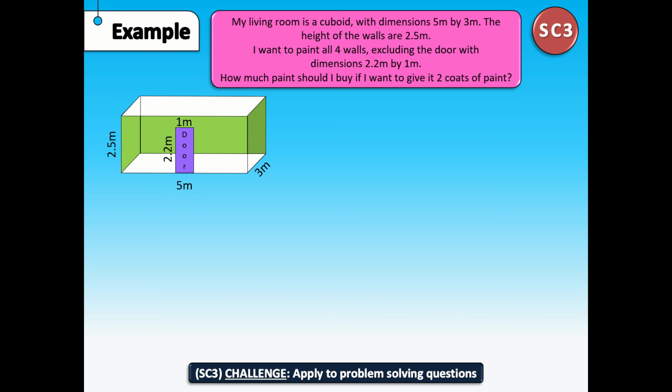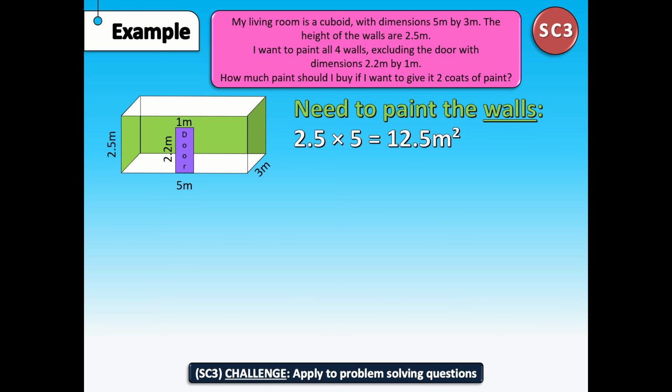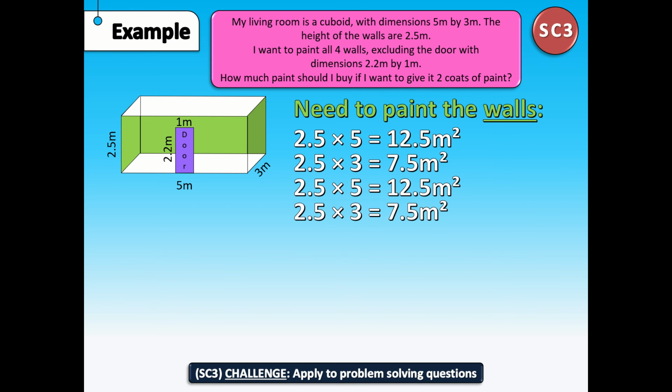So there's the room, and we need to paint the walls. So we've got the back wall, which is 2.5 times 5, so that's an area of 12.5 meters squared. The side is 2.5 times 3, so that's 7.5 meters squared. And we've also got a front and another side as well, so we've got 4 walls altogether. So that's 40 meters squared.